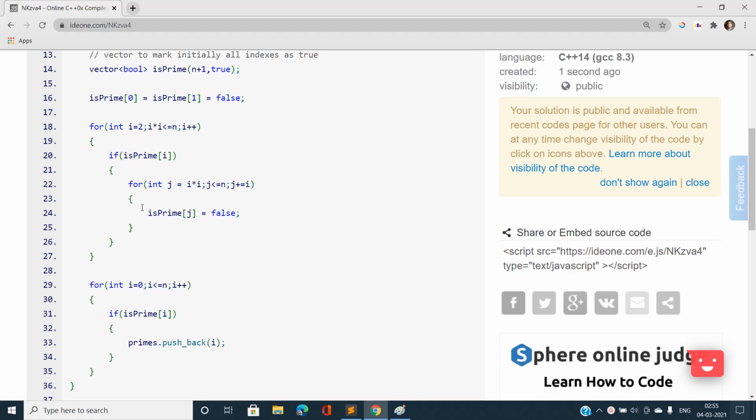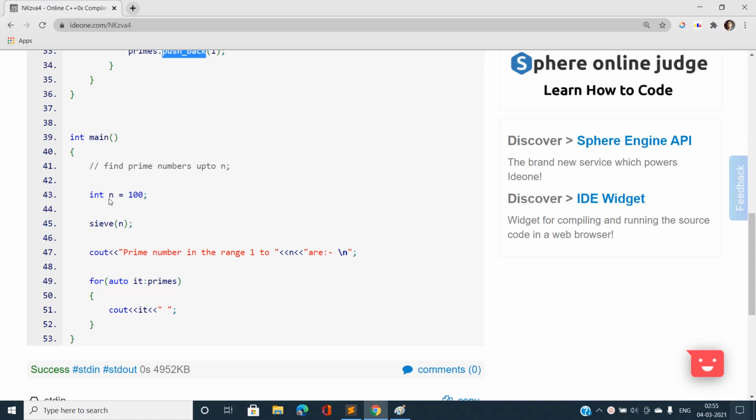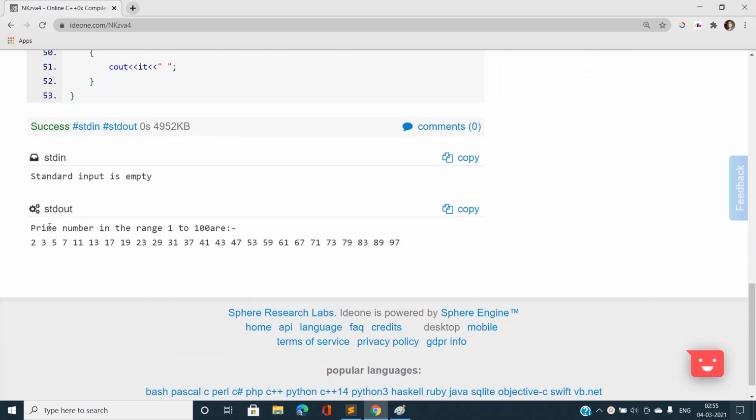So how can we get all the prime numbers in the given range? Let's iterate up to n, and if that number is true, denoting that this number is a prime number, I am going to push back this number in my primes vector. So this is the main function. I have taken n as 100 for example. I have called the sieve function, generated the prime numbers, and printed them. You can see the prime numbers in the range 1 to 100 are 2, 3, 5, 7 up to 97. So this is the code.